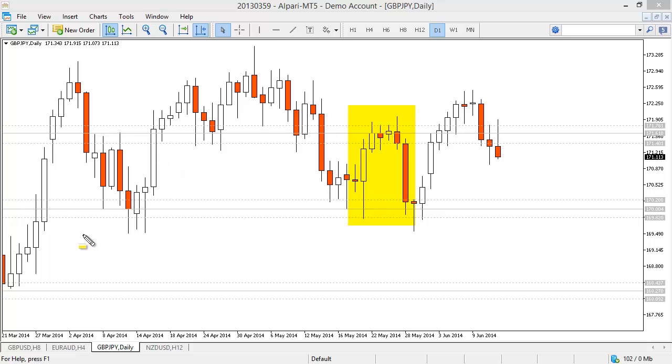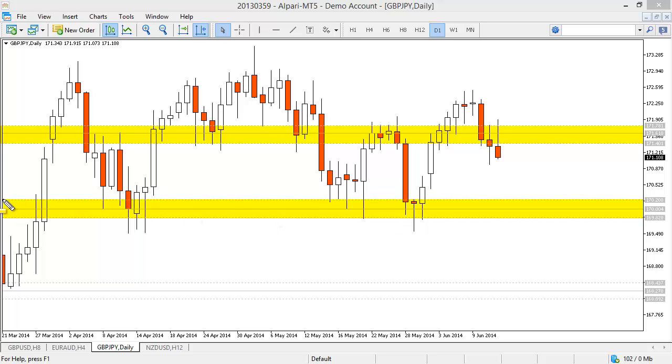So what I look for is a strong preceding trend that heads into an area of support or resistance. This preceding trend here is heading into an area of resistance. Now, what is an area of resistance, and how do I place resistance? A resistance area is this area here, and this here is a support area.